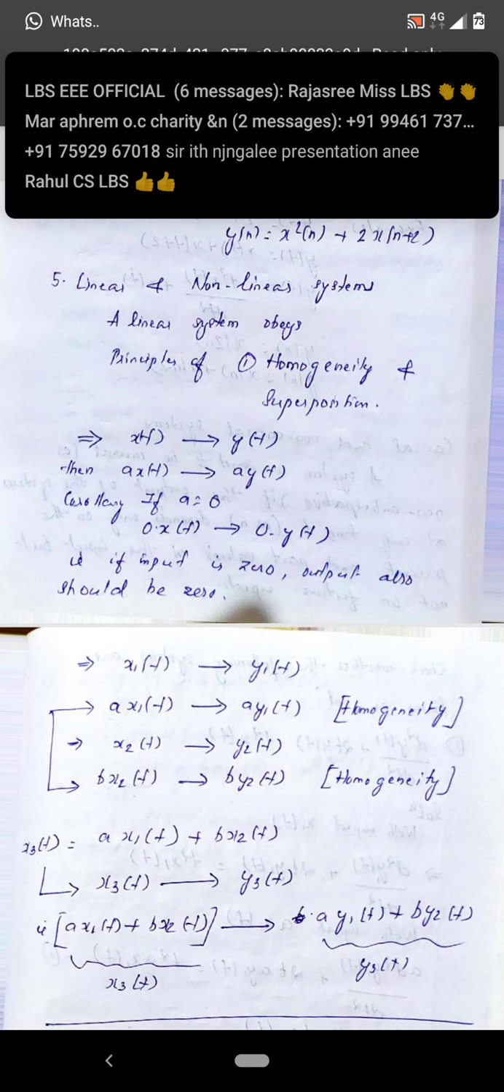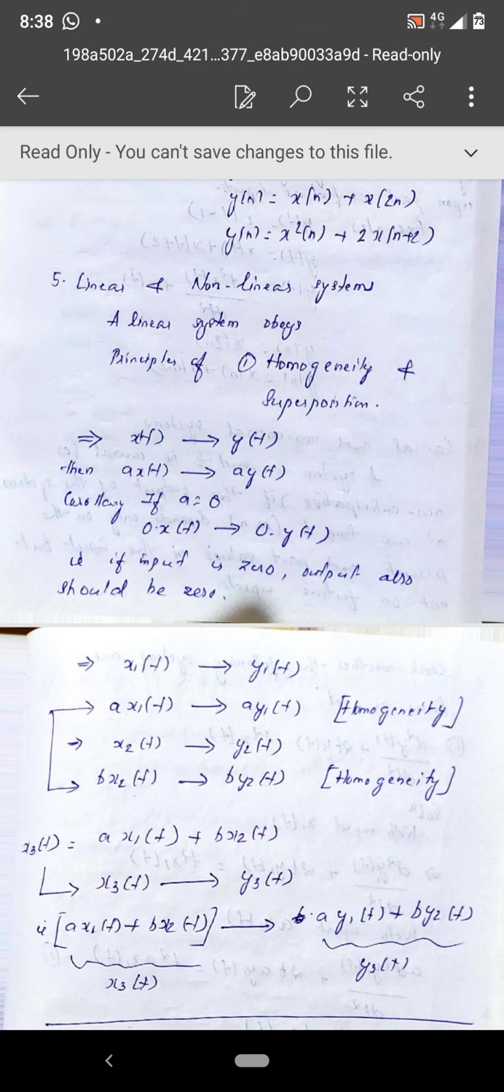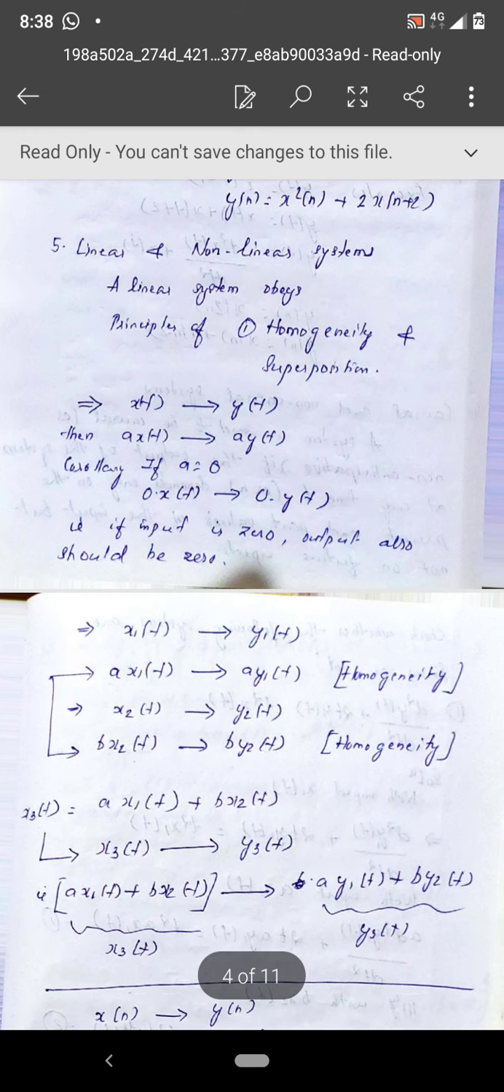There is a corollary here. If a is equal to 0, then what happens? If I multiply any signal with 0, the signal is 0. So if we do not apply input, then the output also should be 0. If input is 0 or absent, then output should be 0. That is the best way of checking homogeneity. If you do not apply input and you do not get any response from the system, the principle of homogeneity is verified.